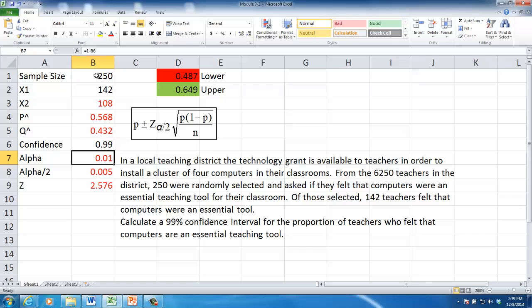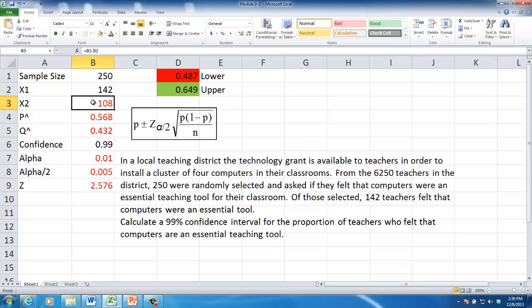And if the confidence is 99%, then alpha is 1%, so 1 minus B6, and alpha divided by 2, B7 divided by 2, is 0.005. And the z-value, NORM.S.INV, 1 minus B8. The reason for 1 minus B8, again, is that Excel shows the left side.